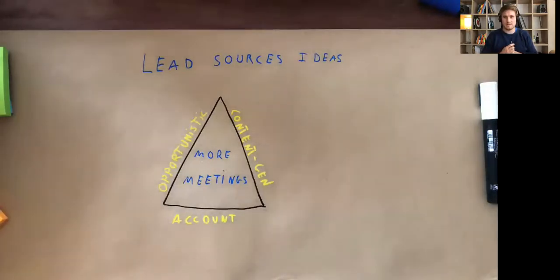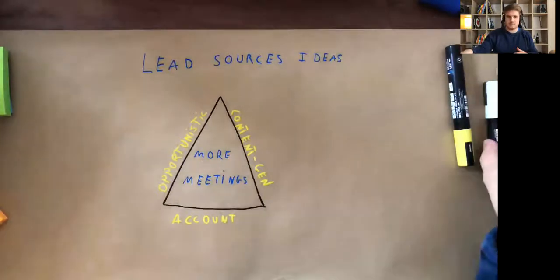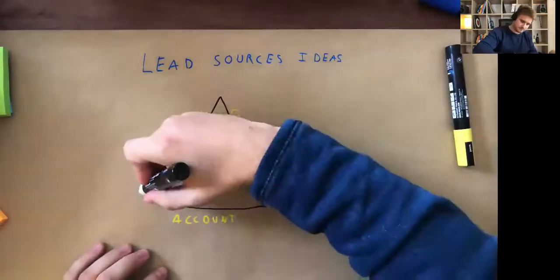Content generated is really the kind of leads that come out of content. So if you're on LinkedIn, Twitter, or any kind of social network, there is some content that generates leads for you. And then you have the opportunistic one, which is often very much on content, but can also be something coming from other sources.